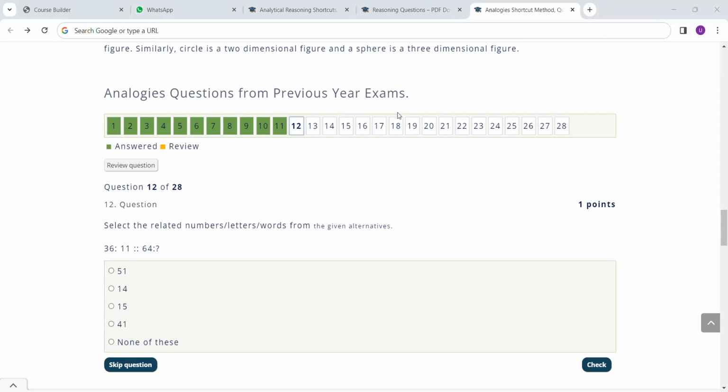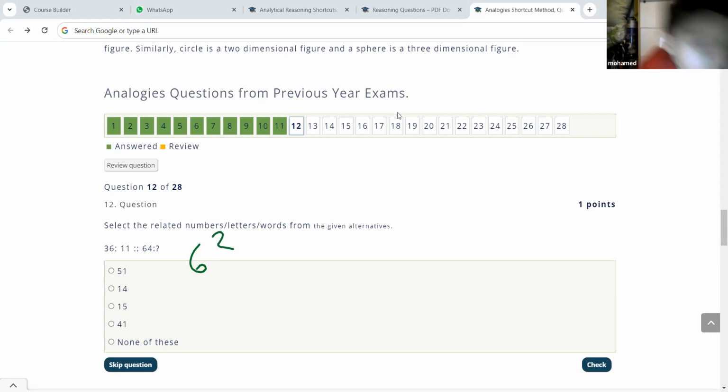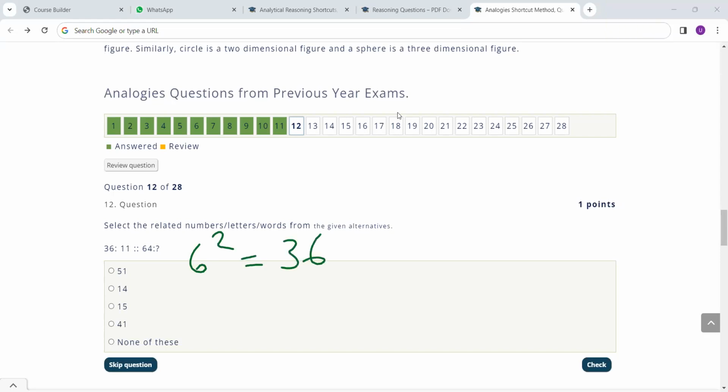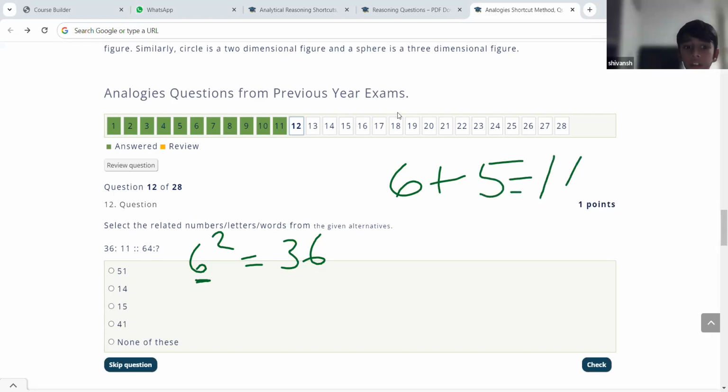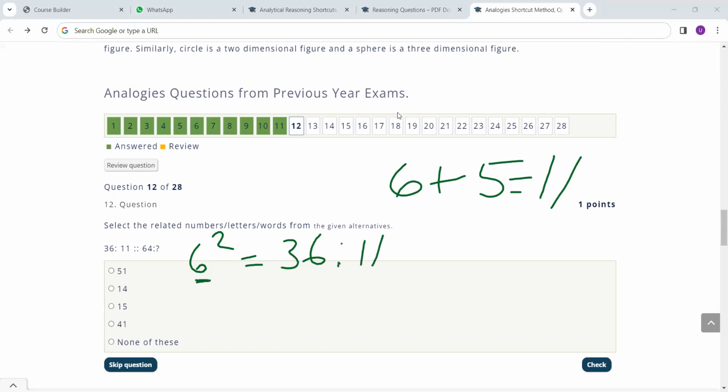See what they have done basically over here. Square of 6 is 36. What is a number smaller than 6? Reverse, backward. It is 5. 6 plus 5 is how much? 11. So 36 is to 11.